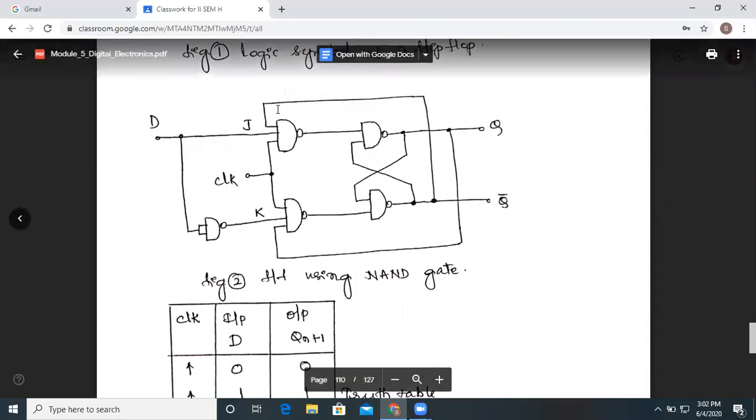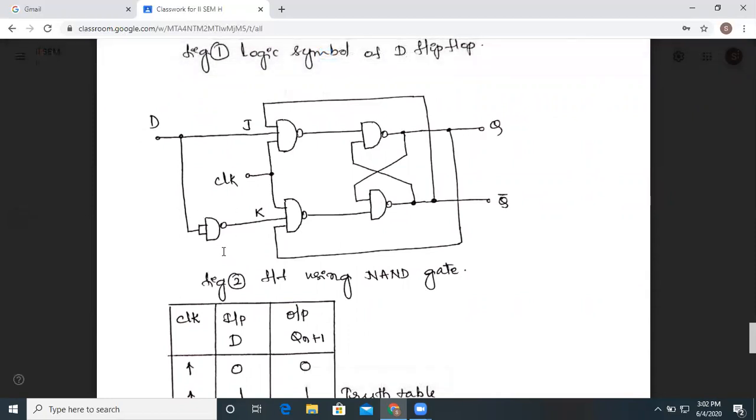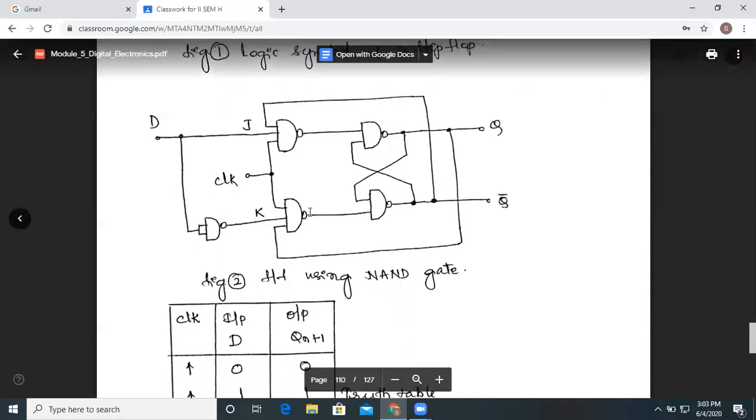This is the logic diagram of the D flip-flop, wherein the input D is directly fed to the J terminal, but it is fed through an inverter to K. We know that we can realize a NOT gate using a NAND gate. So one NAND gate is provided over here, so that the complement of D comes over here. We get the K input, and this is nothing but our JK flip-flop.